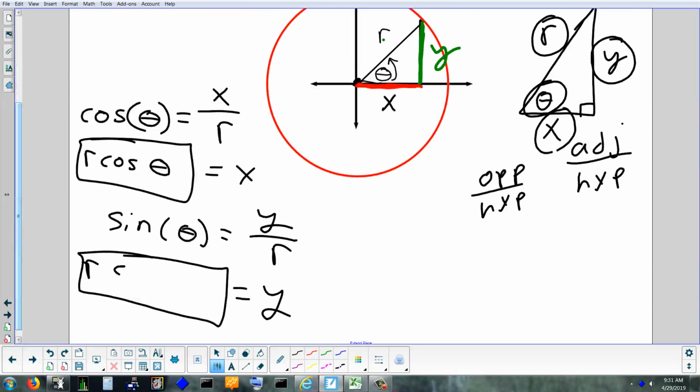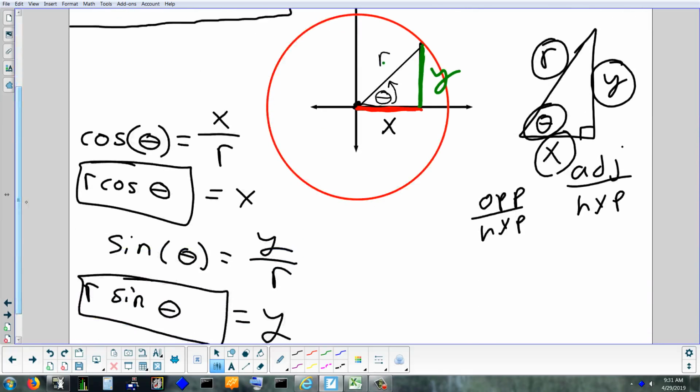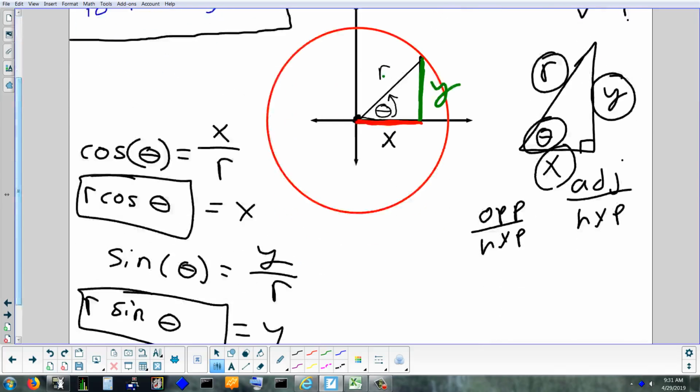R sine theta. So every time that you convert from polar to rectangular, you're really just figuring out two sides in a triangle. That's what you're doing. Now, what trig function didn't I use here at all, out of the three basic ones? We didn't use tangent. Well, that's because tangent is going to be used when we go the other way, when we change it back the other way.